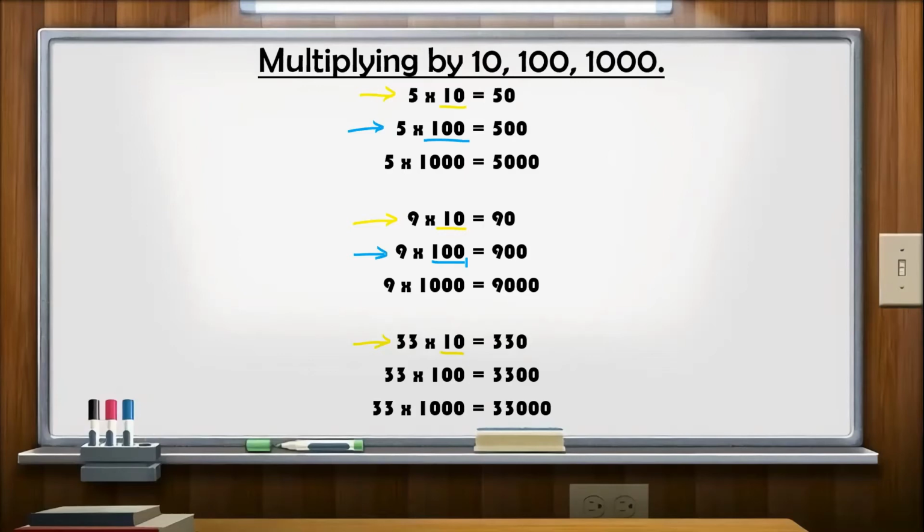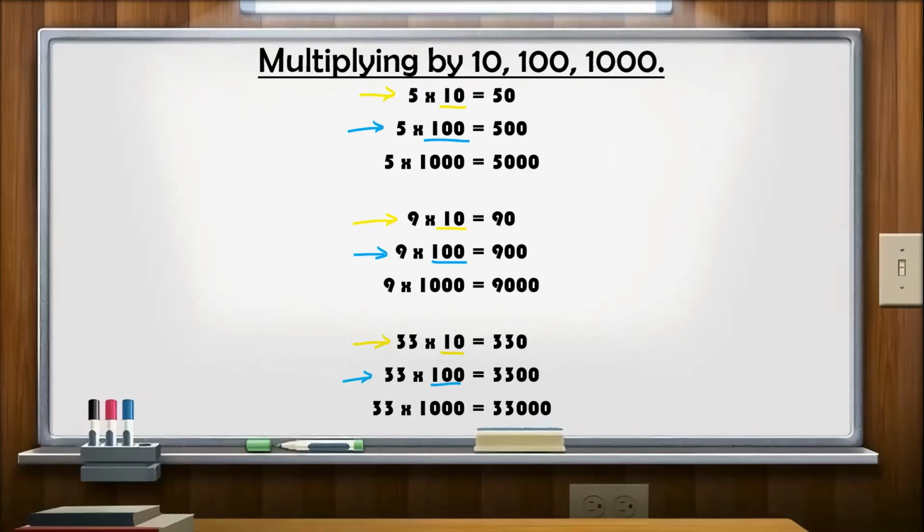The same rule applies to 33 times 100. The number 33 is becoming 100 times bigger, so it becomes 3,300. So what can we see? We can see each number multiplied by 100 has 2 zeros placed on the end of it, and in mathematical terms is becoming 100 times bigger.